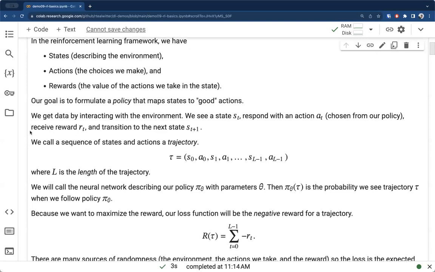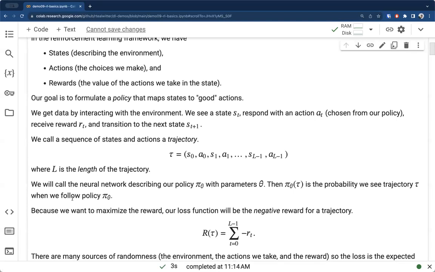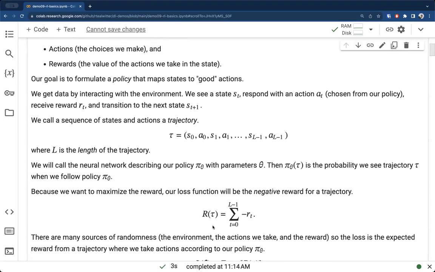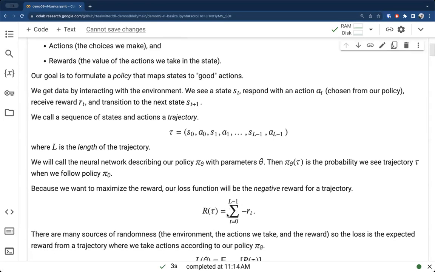So let's talk about our loss function. Because we want to maximize the reward, our loss function will be the negative reward for a trajectory. So by minimizing the loss, we're minimizing the negative reward, which is actually maximizing the reward. So when we took action A0 in state S0, we got some reward R0. Here I'm summing all of these up, and that will be the reward that we get for a particular trajectory.